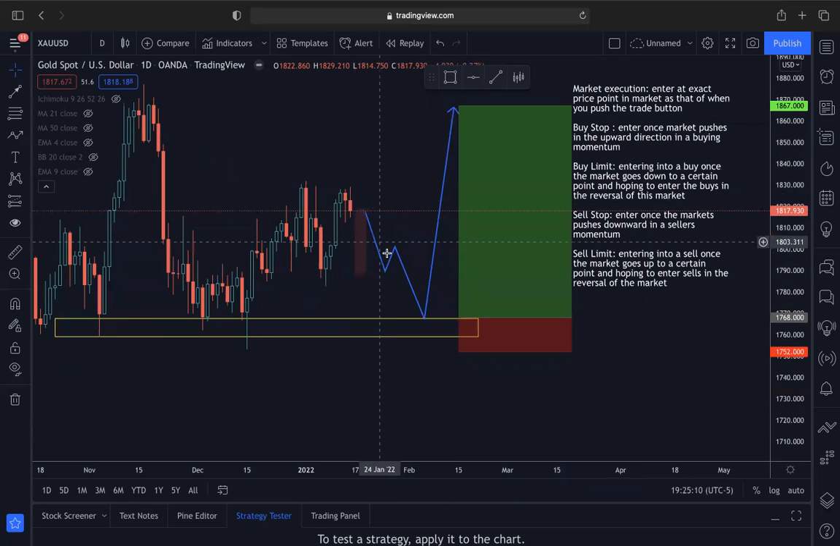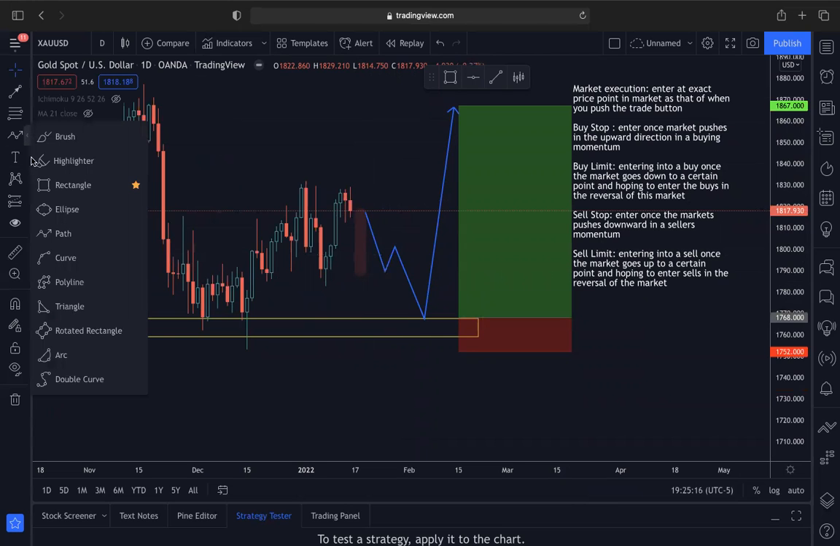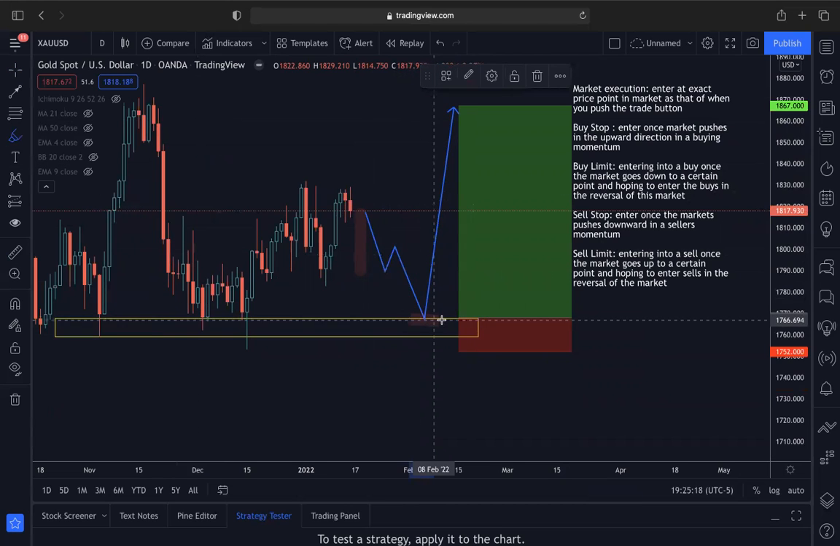So once the market heads down in this direction, we're looking to take the buy here. And taking it up to here. But as the buy limit says, entering into a buy once the market goes down to a certain point and hoping to enter buys in the reversal of the market. So instead of buying here and risking that drawdown, having our stop loss down here, potentially even get hit, we're waiting for it to make that full trend continuation and then taking it back up. All right, so that's pretty much the basics of buy stops, buy limits, different kind of entries.